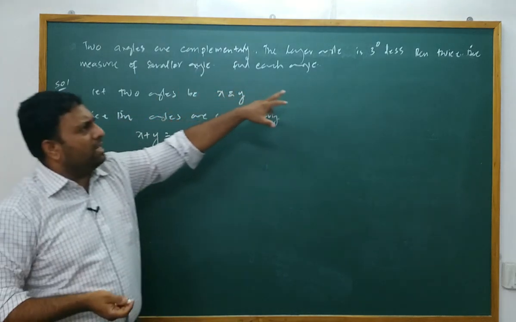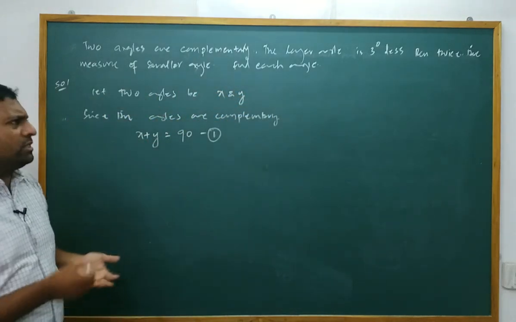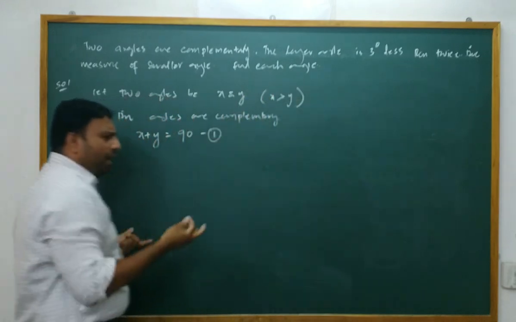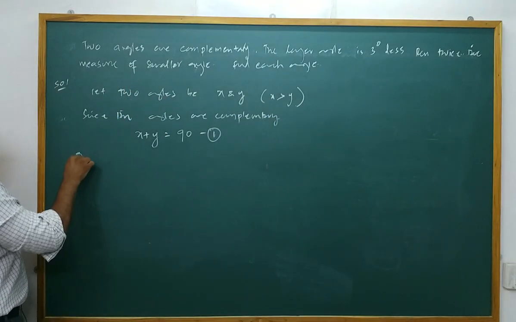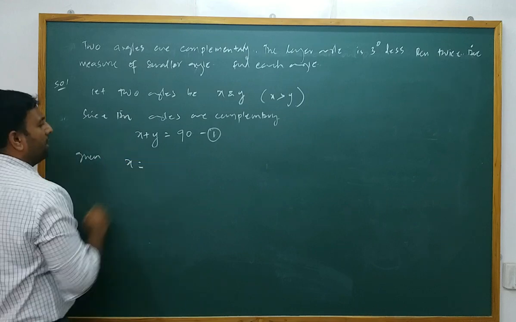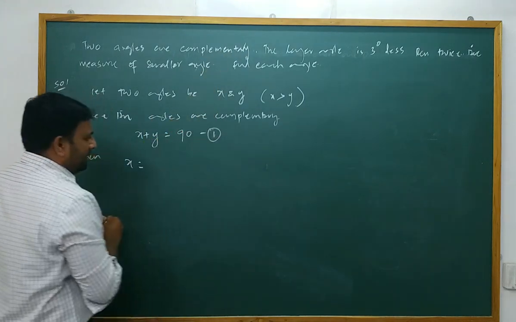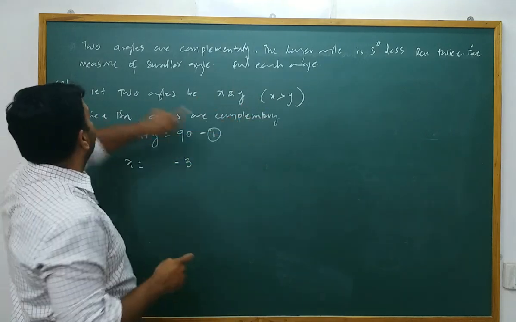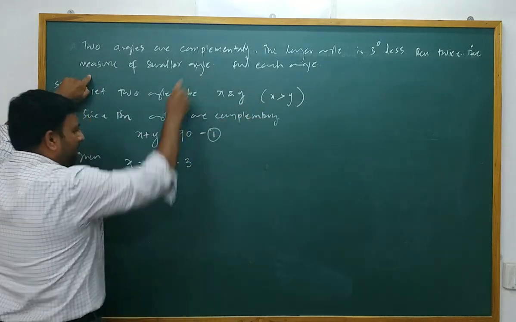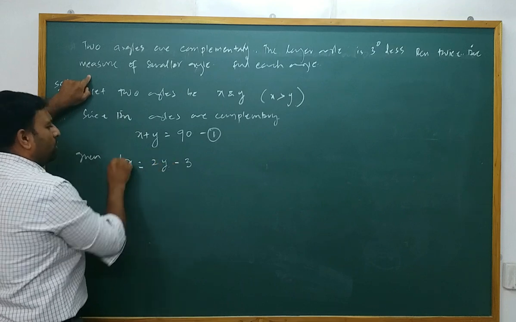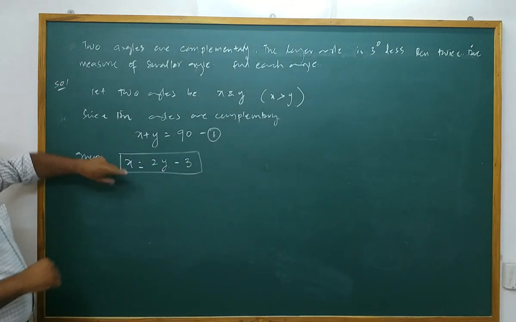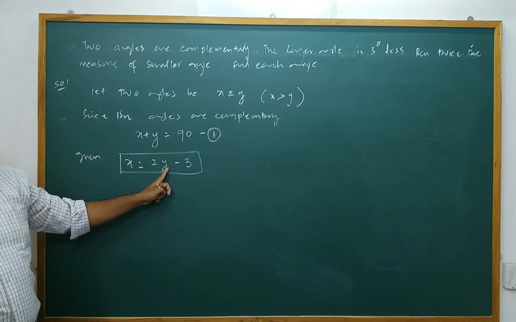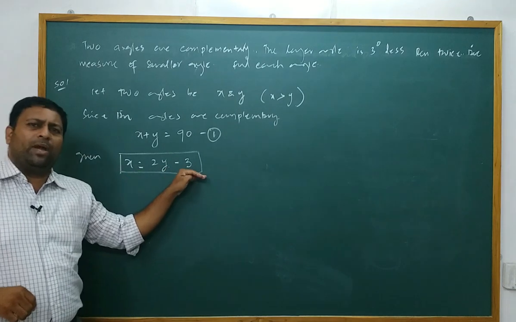The larger angle is 3 degrees less. Now I have to decide which is larger angle. I will say x is a larger angle, x is greater than y. So now larger angle is given. The larger angle is 3 degrees less, minus 3 degrees, than the twice of smaller angle. So 2 times y. So he has framed the equation in this way. The larger angle is 3 degrees less than twice that of smaller angle. So x is equal to 2y minus 3.